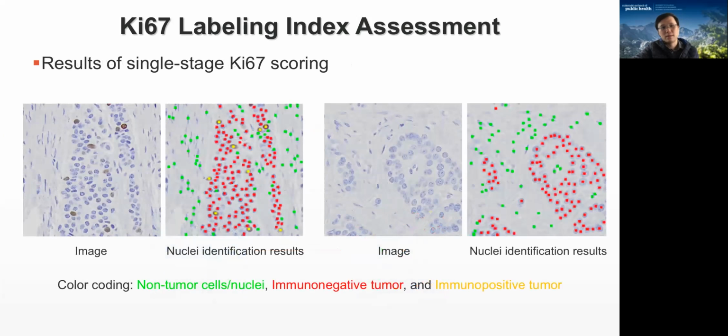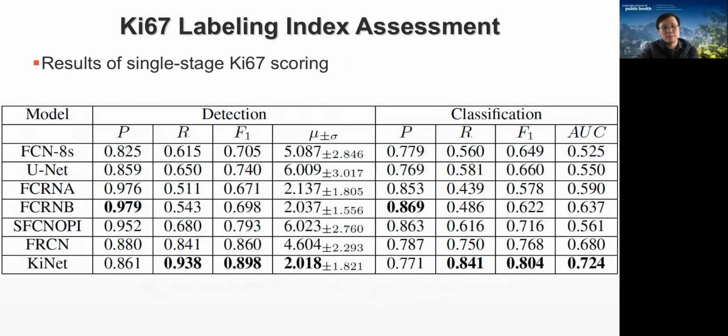Here we show some results using our architecture, single stage Ki-67 scoring, and different colors mean different types of nuclei. We also compare our method to some other deep learning architectures, including very popular deep neural networks, such as the UNet architecture, as well as the fully convolutional neural networks. We also compare our method to the recent state-of-the-art deep learning-based method based on deep regression modeling. And based on the table, we see that our method provides the best performance in these tasks.